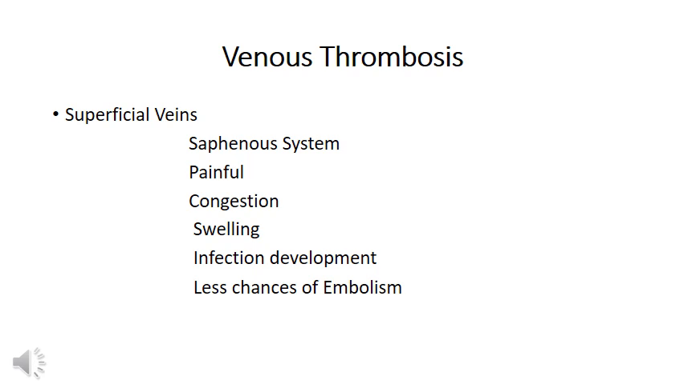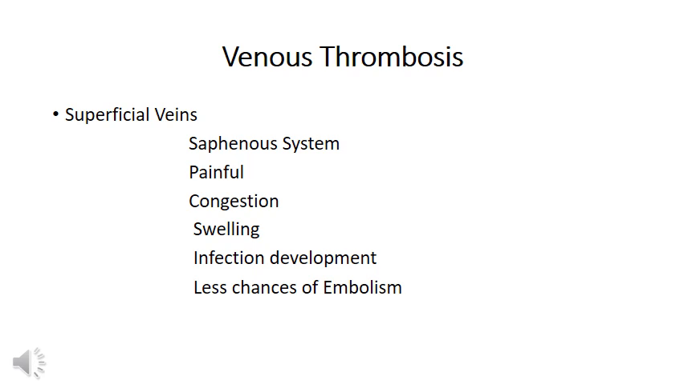What is venous thrombosis? Venous thrombosis is of two types. As you can think from the name, venous thrombosis is thrombus formation in the veins, and there are two most important sites or veins involved in clot formation, like superficial vein thrombosis, especially the saphenous system, which is a network of superficial veins in our legs or extremities.